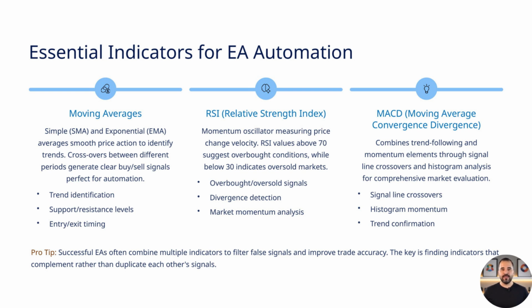The MACD, moving average convergence divergence, blends both trend following and momentum elements. It uses signal line crossovers and histogram analysis to confirm trends or spot reversals. Because it incorporates multiple data points, it provides a more nuanced view than a single moving average. Pro developers often combine these indicators to filter out false signals and increase accuracy. The goal isn't to stack more tools. It's to select indicators that complement each other without duplicating signals.